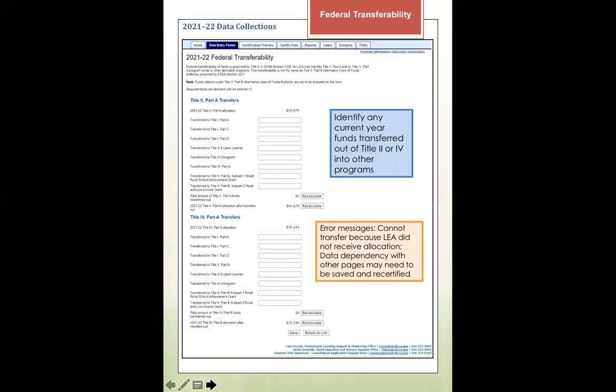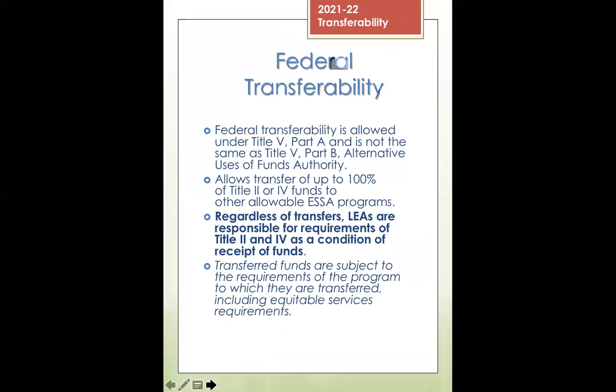All right, so the next slide just tells you a little bit about, this is the first, it's not the same as what we just talked about, that Title V Part B rural program, this is totally different. But you can transfer up to 100% of the funds. But the important thing to remember, and again, you can't transfer out of Title I or Title III. You can only put into it.